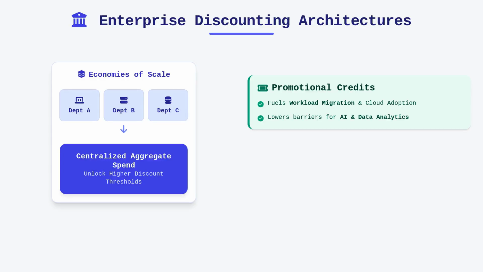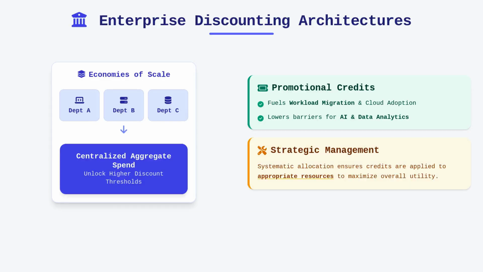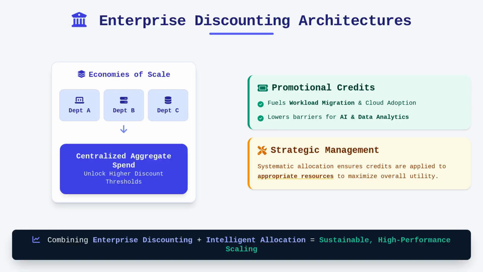These credits can act as a catalyst for innovation, lowering the barrier to entry for teams looking to experiment with advanced technologies like artificial intelligence or complex data analytics. It is vital to manage these credits systematically, ensuring that they are applied to the appropriate resources to maximize their utility. By combining enterprise-level discounting with intelligent credit allocation, organizations can create a sustainable, high-performance environment that remains fiscally responsible as it scales.